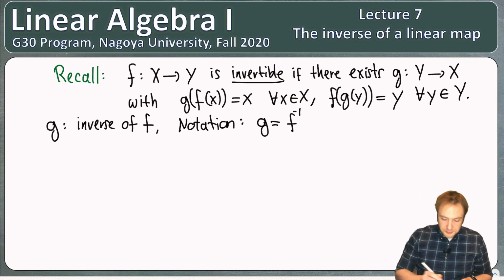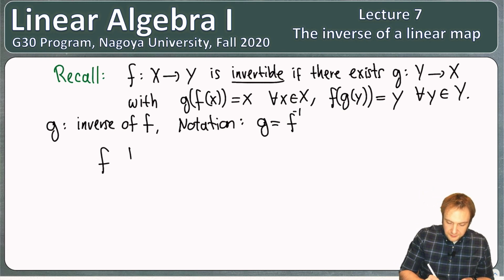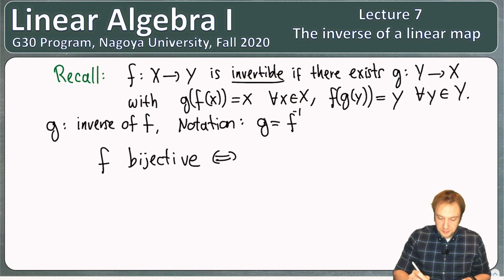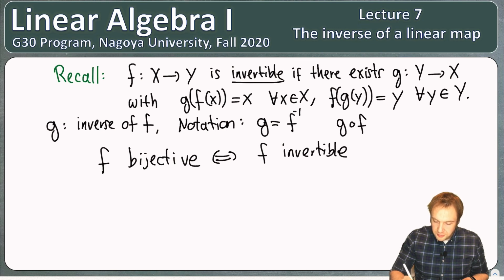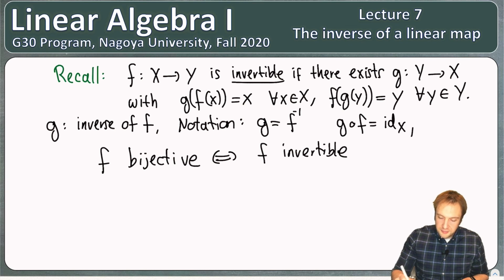And we saw that if f is bijective, this was exactly the case when f is invertible. And also these two properties here, we could say that if I compose the map f with g, then this is the identity on this set X, and the other one, if I first apply g and then f, so the composition of these two is the identity of Y.